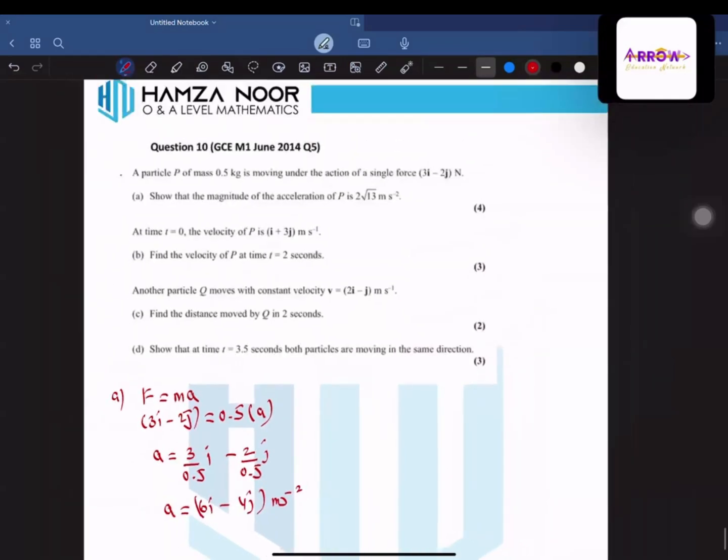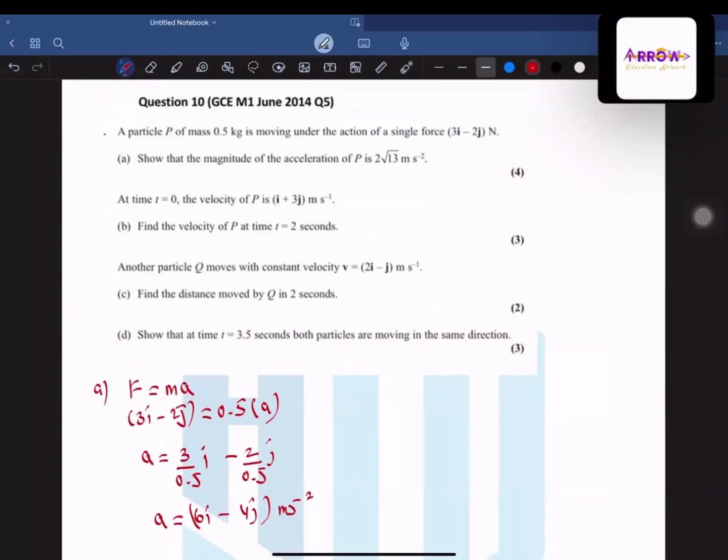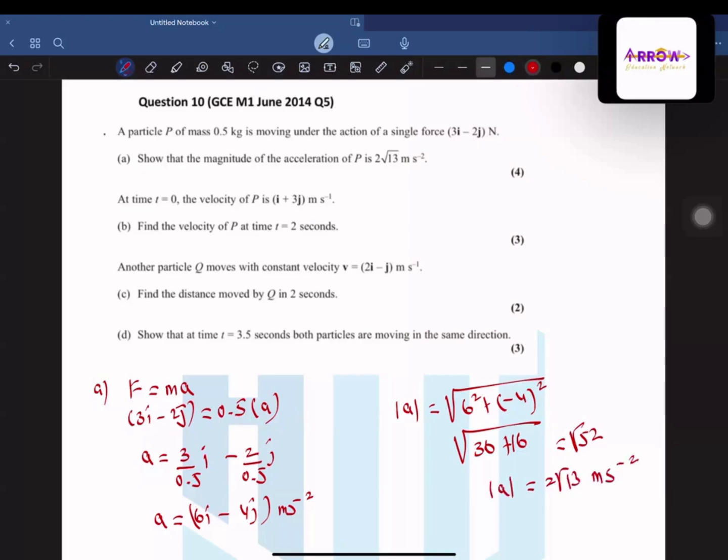And we need to show the magnitude of acceleration in an exact form. So the magnitude of acceleration is the square root of 6 squared plus (minus 4) whole squared, so the square root of 36 plus 16. What is the value of 36 plus 16? This is 52. So the square root of 52 is basically 2 root 13. So the simplified short form is 2 root 13. Therefore we have shown that the magnitude of acceleration is 2 root 13 meter per second square. As simple as that. All right, so now let's move on to part B.